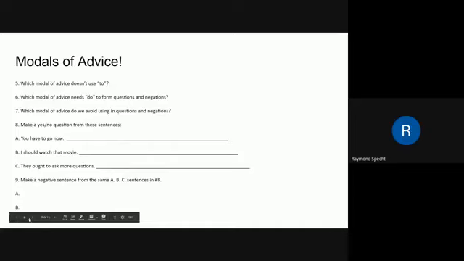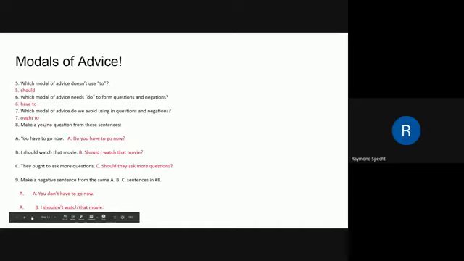All right, let's go over our answers. Which modal of advice doesn't use to? Should. Which modal of advice needs do to form questions and negatives? Have to. Which modal of advice do we avoid using in questions and negatives? Ought to.